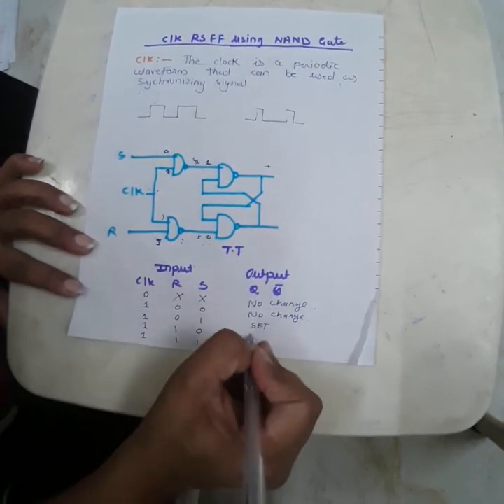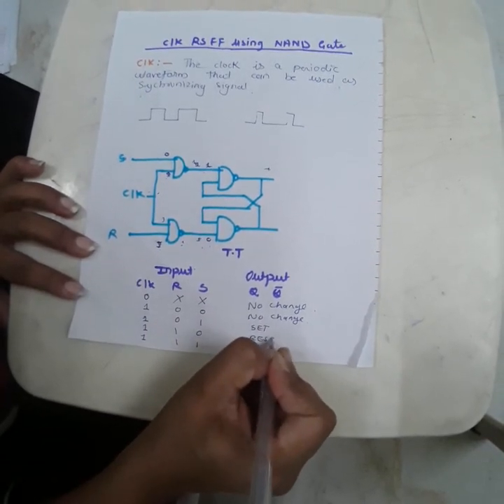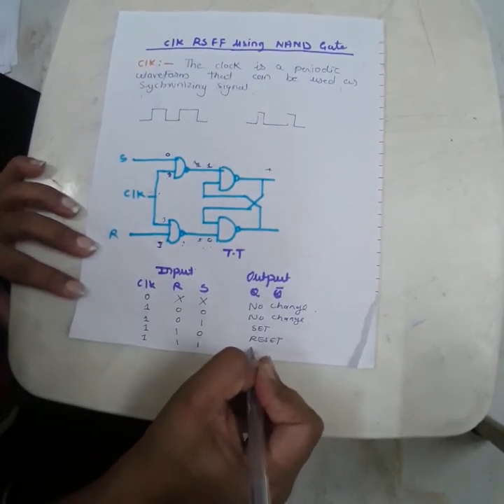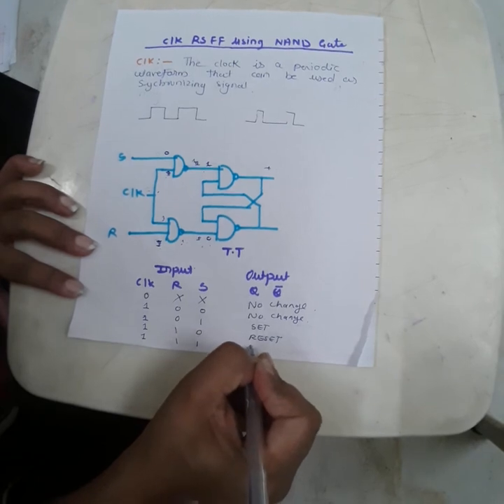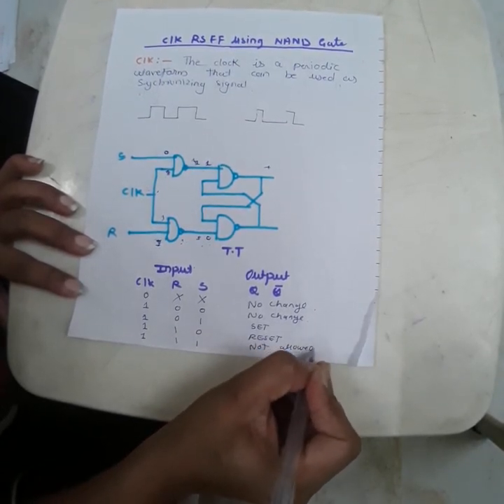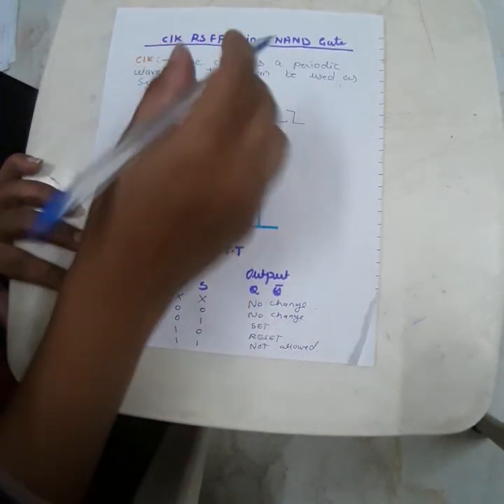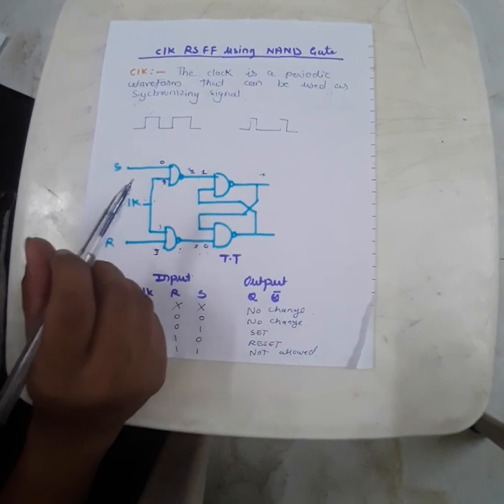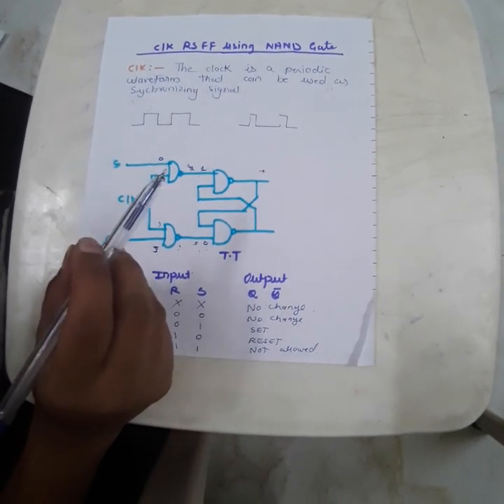In this way this flip-flop is used. We also get the not allowed condition. So this is the clocked RS flip-flop using NAND gate. And this was the explanation of the RS flip-flop using NAND gate.